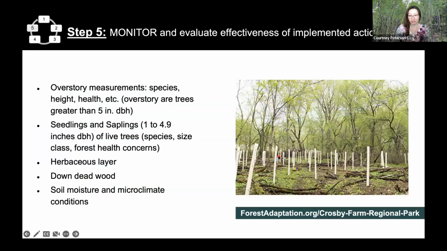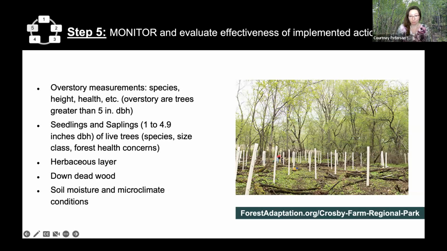And then of course, we're doing lots of monitoring. So we're taking overstory measurements, looking at the species, their height and their health for anything greater than 5 inches DBH. We're also looking at the seedlings and saplings that we planted and looking at their species, size class, and any potential forest health concerns, doing lots of phenology measurements with all of these species and these trees that we're planting. We're also looking at what's going on in the herbaceous layer. How are those site prep treatments doing with getting rid of that herbaceous competitors and invasive species?